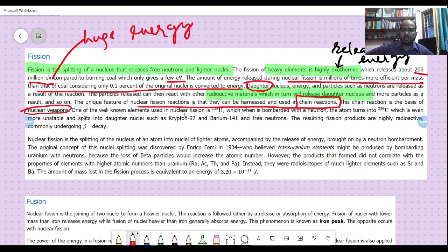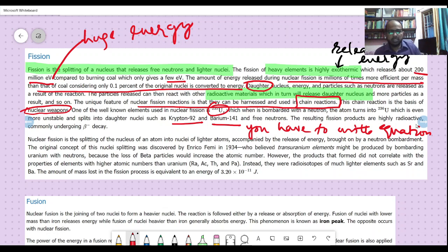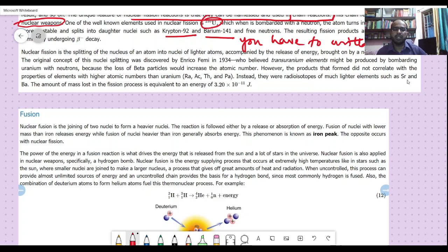One of the well-known elements used in nuclear fission is U-235, which gets converted into krypton-92 and barium-141. You have to write this equation to explain the nuclear fission reaction. Okay, so don't go into more details there. Just read it out. Nuclear fission is the splitting of the nucleus of an atom into nuclei of lighter atoms, accompanied by release of energy, brought about by neutron bombardment. Again, the same thing is said. I'm summing up the fusion there.